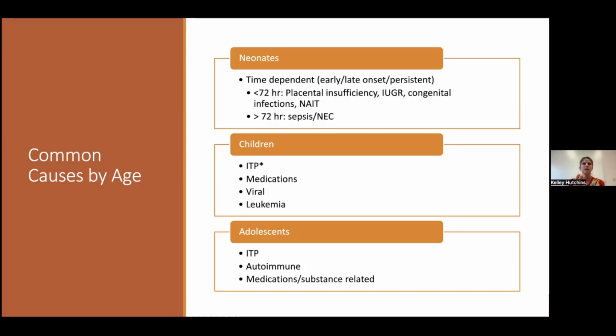I'll get into more detail on this one too. It can be very severely low, and is typically seen in our healthy babies, and it can persist. So yes, we see it less than 72 hours, but it can go beyond the 72, as essentially all of these can, but it's when they present. And then children, again, ITP, medications, some of the ones we just talked about, viral, and then leukemia, and adolescents, ITP, autoimmune, also malignancy, of course, medications, and sometimes substances.